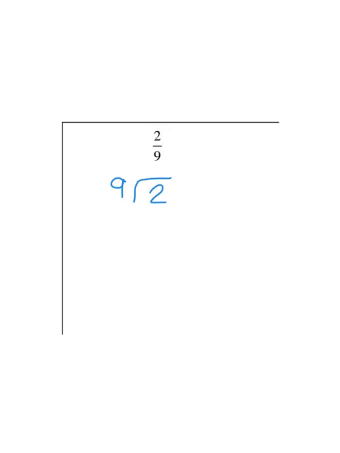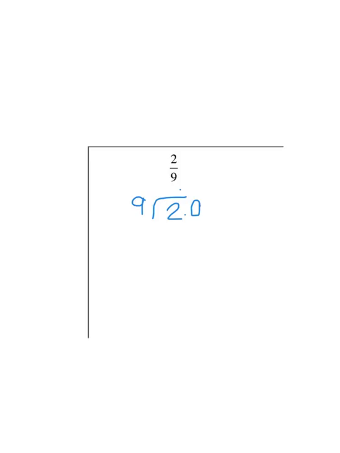Nine can't go into 2, so I'm going to put my decimal down here, and then whenever I put a decimal down here, I add it up top and add my 0. 9 can go into 20 2 times. 9 times 2 is 18. When I subtract 20 minus 18, I get 2. 9 can't go into 2, so I'm going to add another 0 and bring it down.